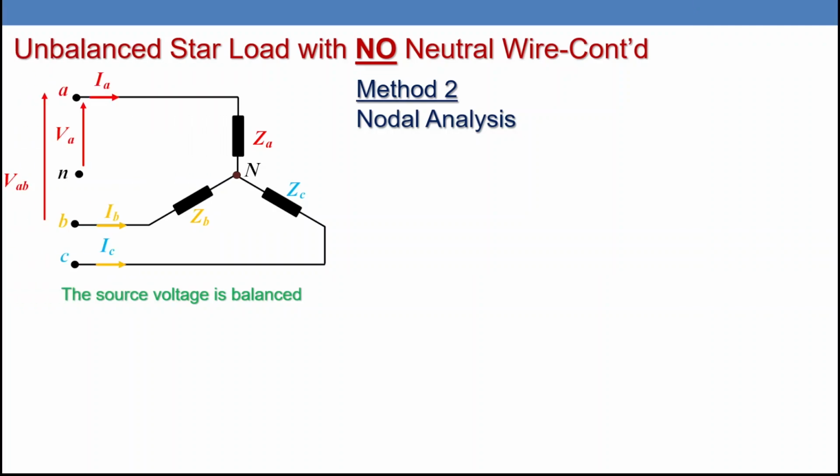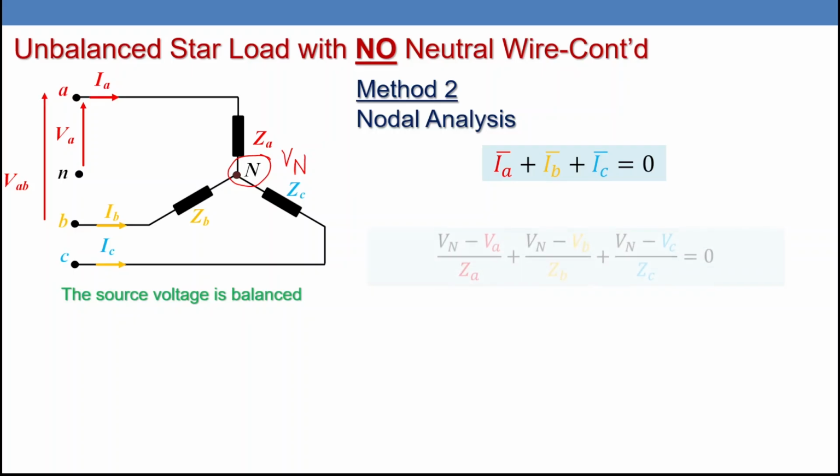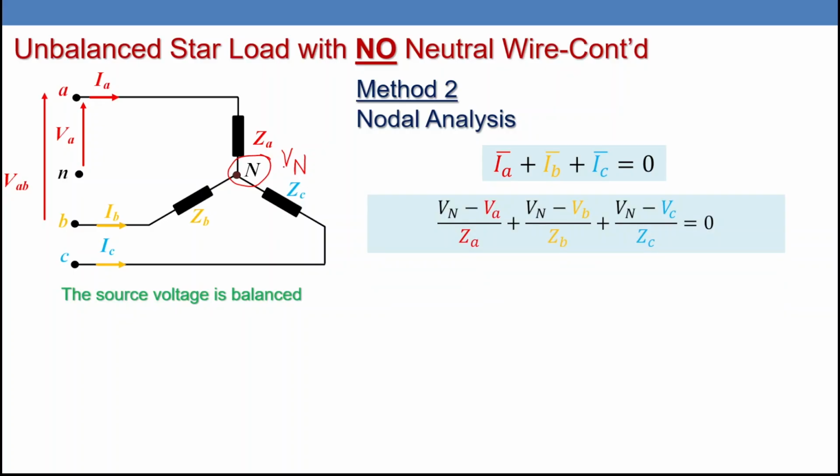Method number two, nodal analysis. In this technique, we need to find the voltage of the point N. If we succeed to find Vn, we're going to calculate the currents IA, IB, IC. So we are going to use Kirchhoff current law, where IA plus IB plus IC equals 0, and we are going to assume that the potential for the point N is the highest potential in the problem. So we are going to apply this equation, Vn minus Va over Za, that one represents IA, and that one represents IB, and that one for IC, equals 0.